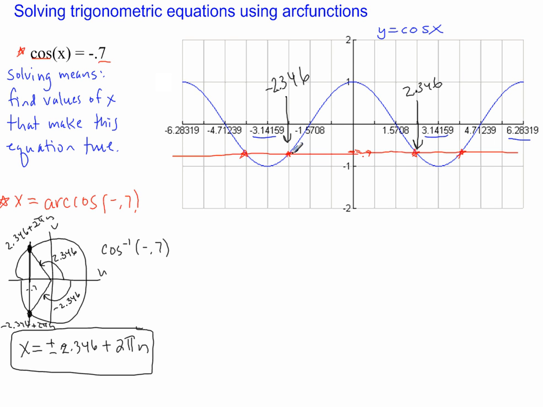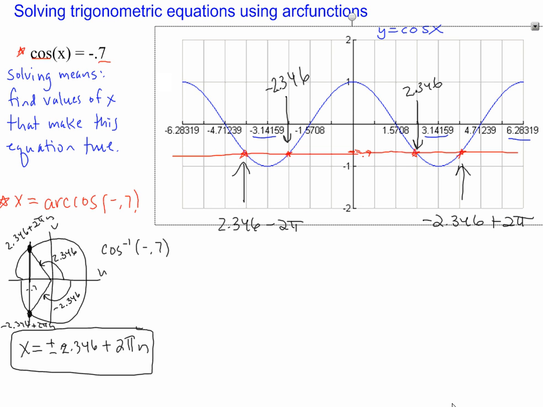So what is this point going to be here, right? Well, that is a whole cycle less than 2.346. So that is 2.346 minus 2 pi. And this one here is a whole cycle more than negative 2.346, so negative 2.346 plus 2 pi, right? So I can totally think about this graphically in addition to thinking about it with the arc cosine business that I had before. Okay, let's go on to a little bit of a more challenging example than the one we looked at just now.